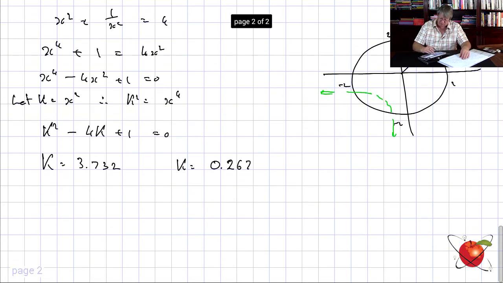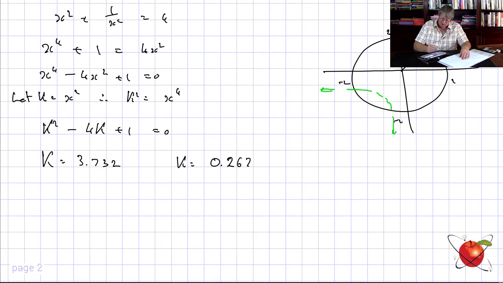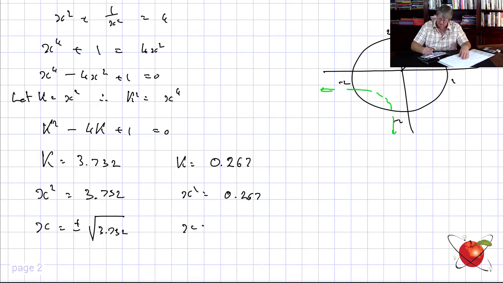Where are we now? Well, we're now there. What do we have to do with the k method? We put it back. K is x squared. Therefore, x squared is equal to 3.732 and x squared is equal to 0.267. Now we have to find x. X is going to be equal to plus or minus the square root of 3.732. X is plus or minus the square root of 0.267.